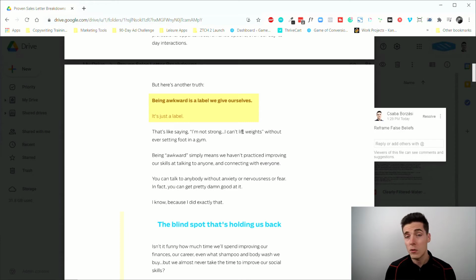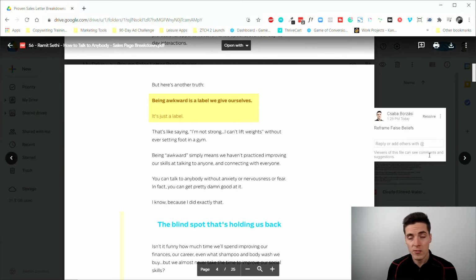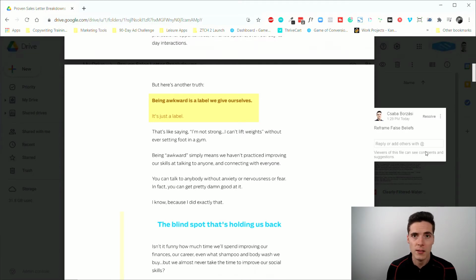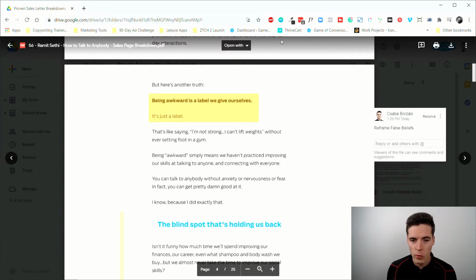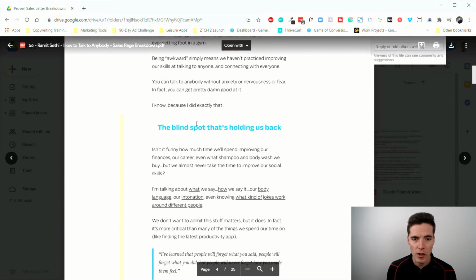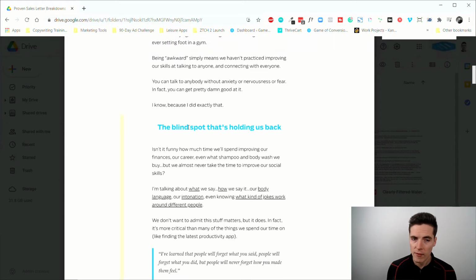But if you use emotion, you can definitely do it. With facts, it's very hard because people will resist. But if you use psychological triggers and a lot of emotion, you can still do it. And this isn't just applicable to business, it goes for anything. So the name of the game in these few pages is to reframe false beliefs. As you can see, we have subheads like the blind spot that's holding you back.